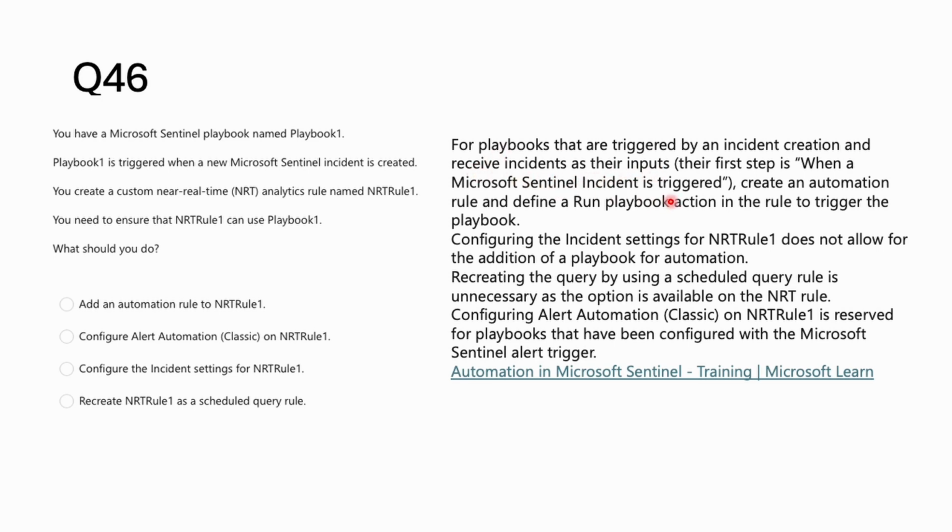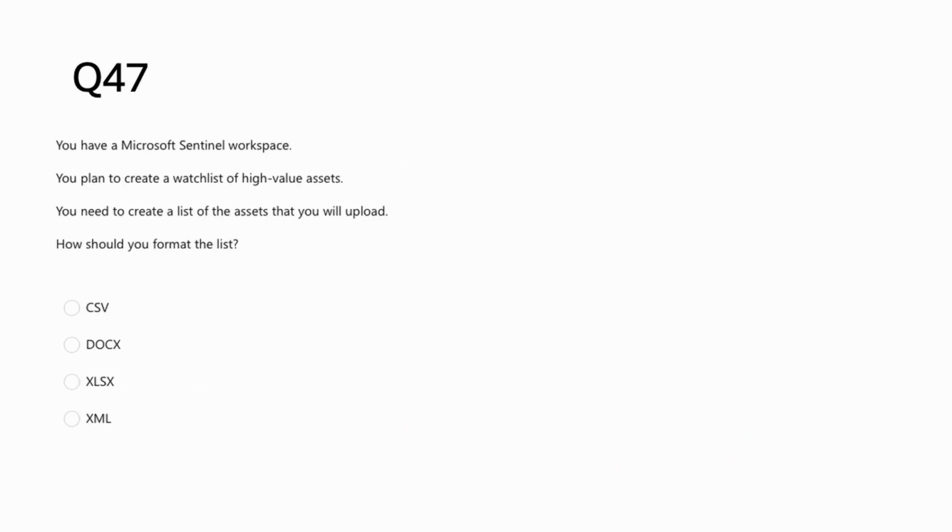So when a Microsoft Sentinel incident triggers, create an automation rule and define a run playbook action in the rule to trigger the playbook. It's going to be straightforward, even for NRT or non-NRT. So add an automation rule to the NRT is the right answer.